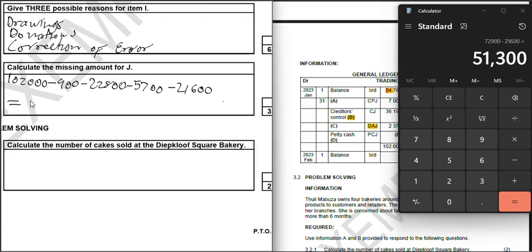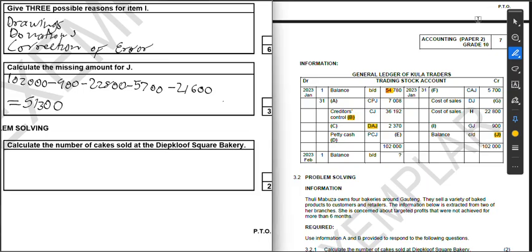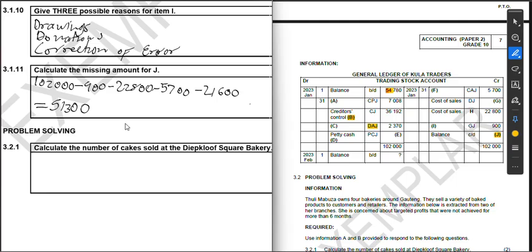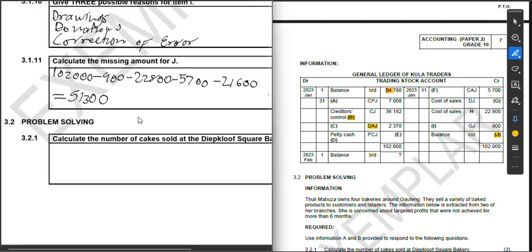51,300. So we write that amount, 51,300. This is the answer for J. All right, so, ladies and gentlemen, we are done here for now. We are done here for now for 3.1. You can see 3.1, it's done.